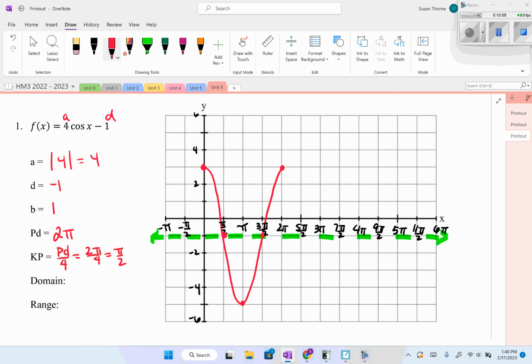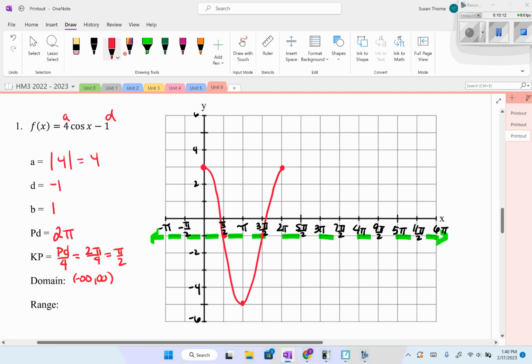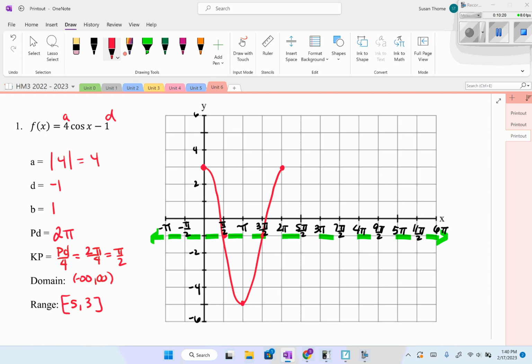Your domain for this, of course, is going to be all real numbers because we can keep going on and around our circle. And our range would be from -5 to looks like 3, and we're including those points, so of course they are brackets.